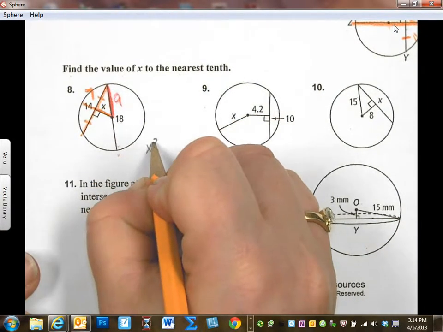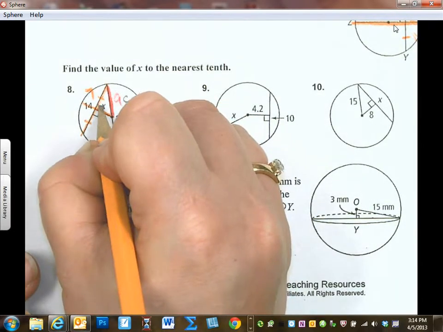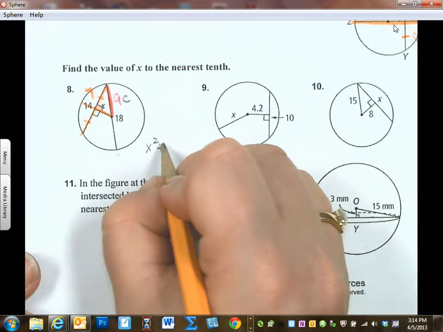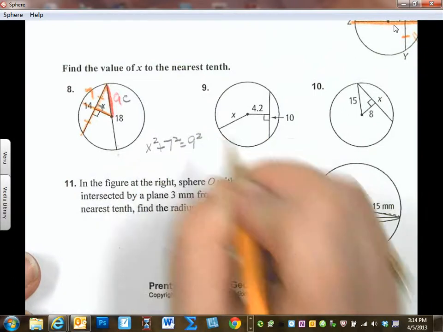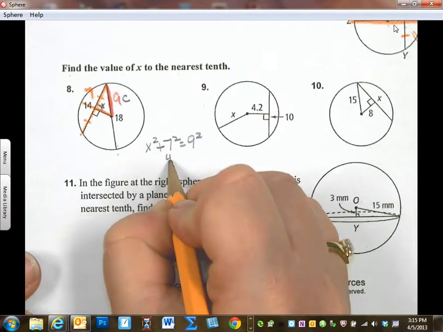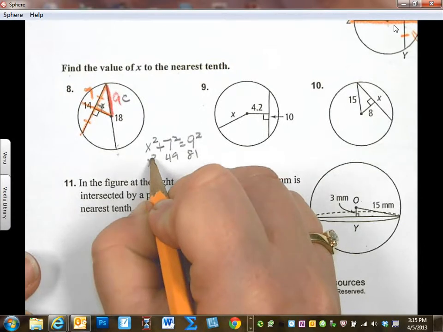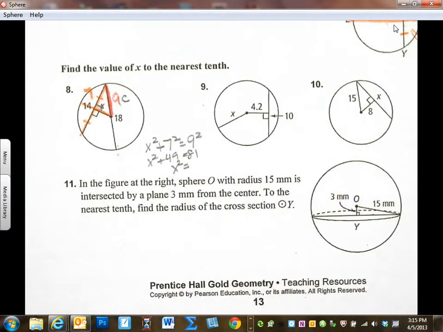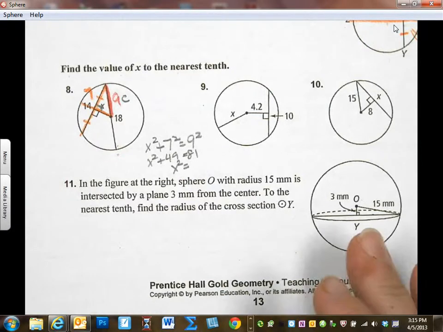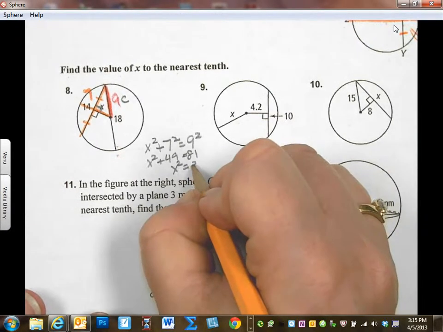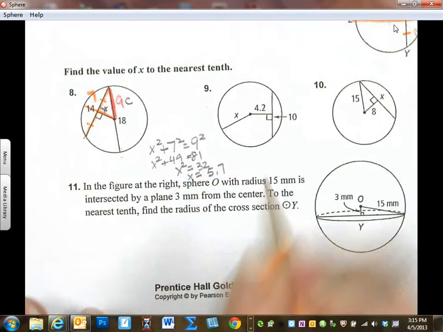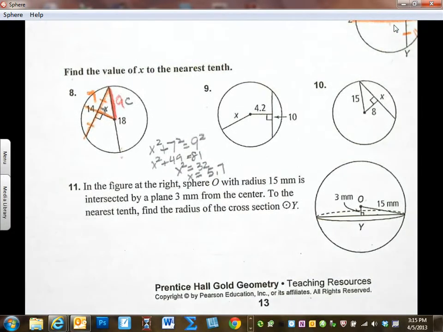X squared. This is my C because it's across from that right angle. Okay? X squared, and I'm going to call it plus 7 squared equals 9 squared. 7 squared is 49. 9 squared is 81. Subtract it. What does x squared equal? 32. When I take the square root, I know x is 5.7. So that's the length of that line segment.